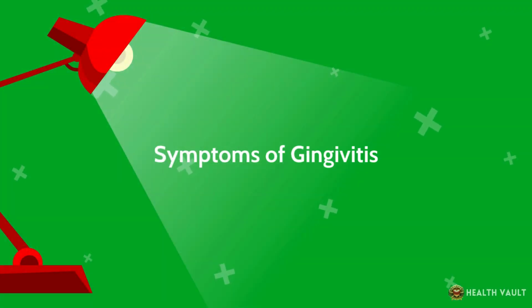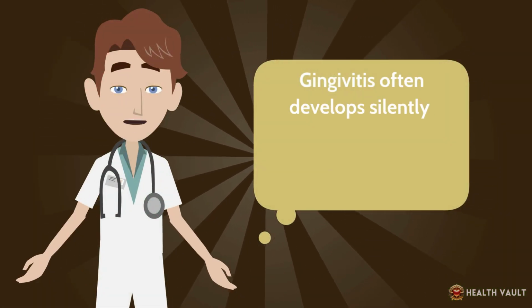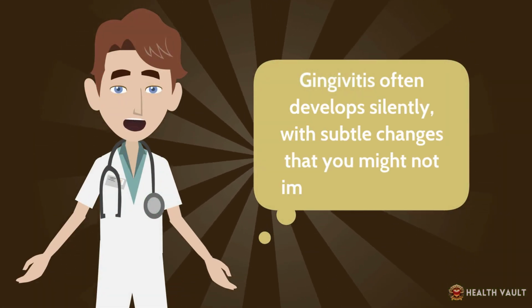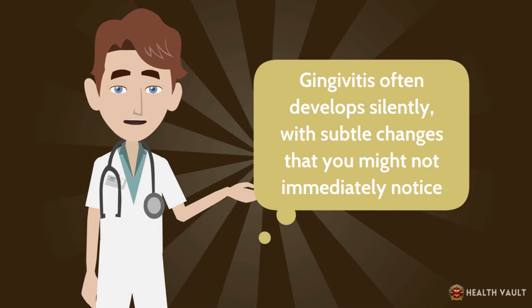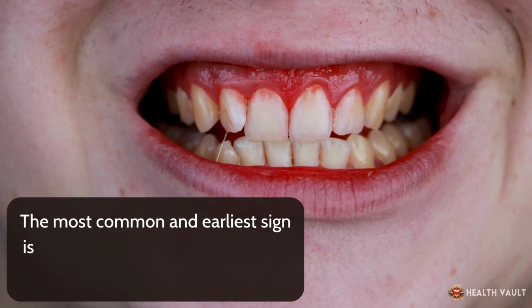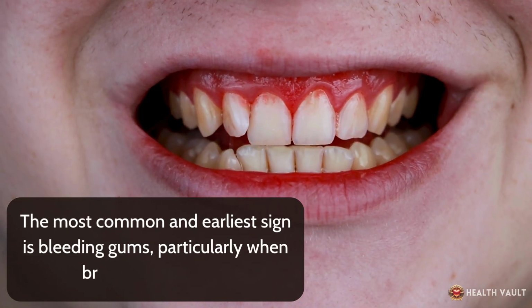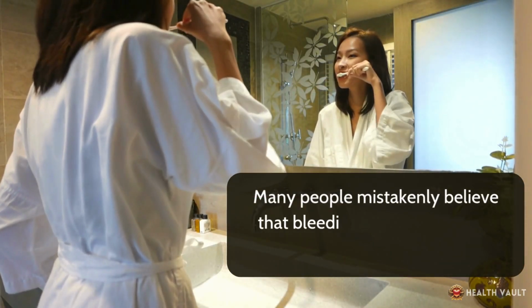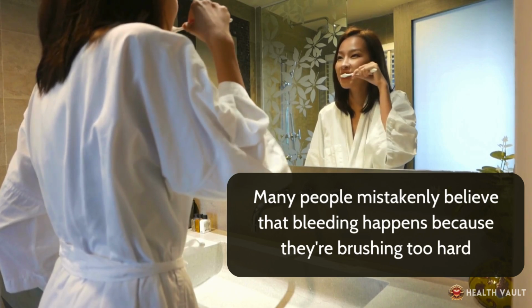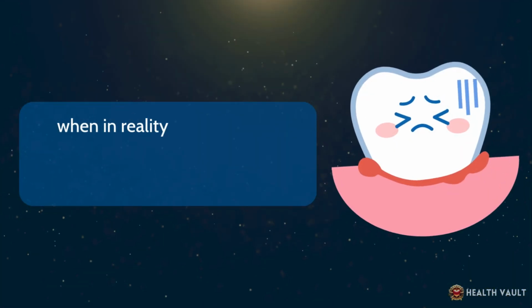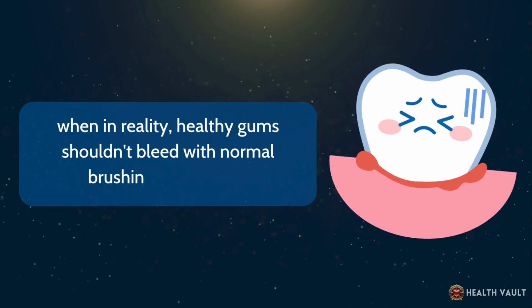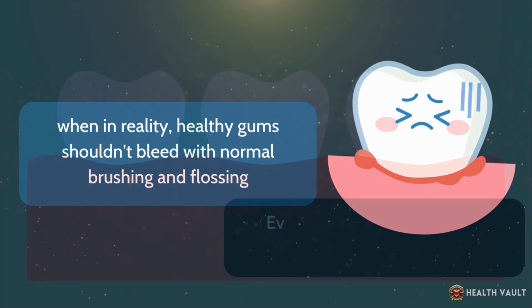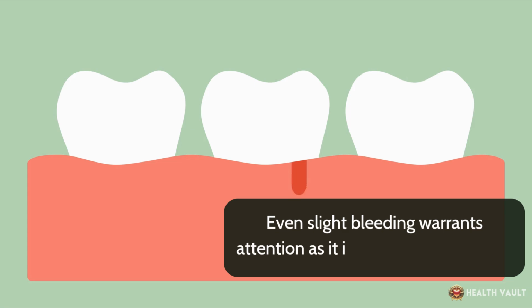Symptoms of gingivitis. Gingivitis often develops silently, with subtle changes that you might not immediately notice. The most common and earliest sign is bleeding gums, particularly when brushing or flossing. Many people mistakenly believe that bleeding happens because they're brushing too hard, when in reality, healthy gums shouldn't bleed with normal brushing and flossing. Even slight bleeding warrants attention, as it indicates inflammation.